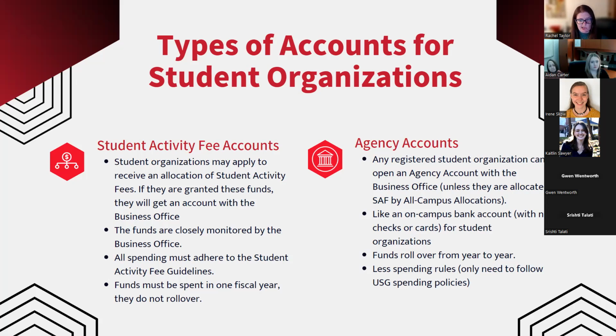This account is like an on-campus bank account, right? So there's no checks or cards necessarily, but it's like you having funds on campus to access directly. Funds do roll over from year to year as well, so you'll note that this is a difference from the student activity fee account. So keep note of that. And additionally, with agency accounts, there are less spending rules because these are not subject to student activity fee guidelines. Instead, these are subject to USG spending policies. So those are the two different types of accounts that student organizations can have access to.